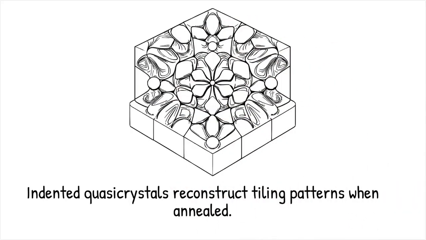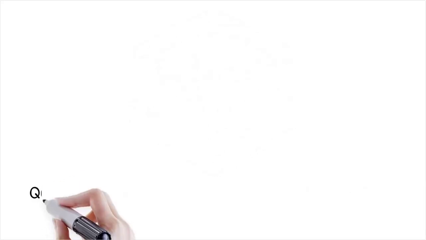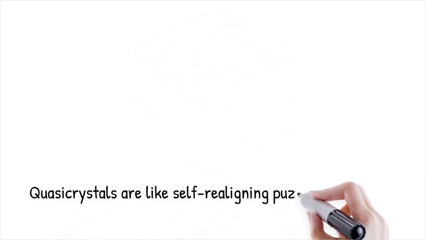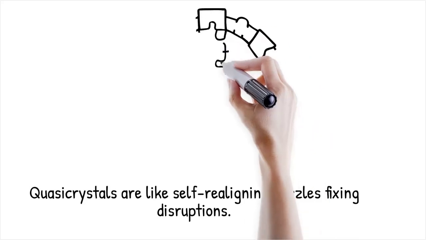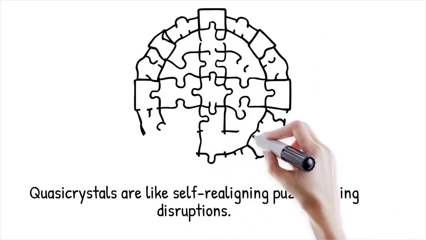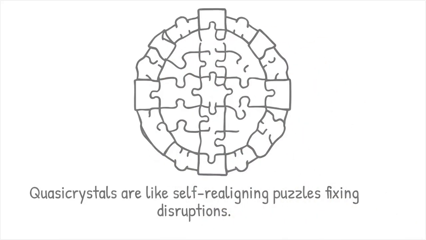Indented quasicrystal surfaces naturally reconstruct their tiling pattern when annealed, restoring order. A quasicrystal is like a puzzle whose pieces realign themselves when slightly shifted, automatically fixing small disruptions.